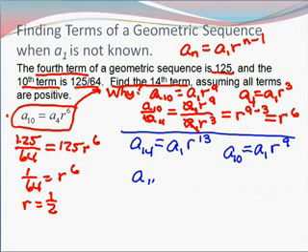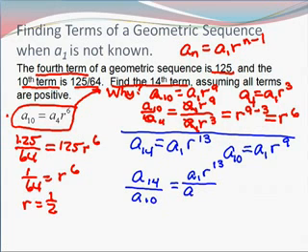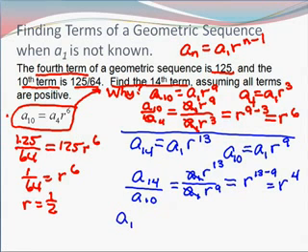So A14 divided by A10 is going to equal A1 r to the 13th over A1 r to the 9th. A1's cancel, and we get r to the 13 minus 9 power, which is r to the 4th. So A14 is going to equal A10 r to the 4th.